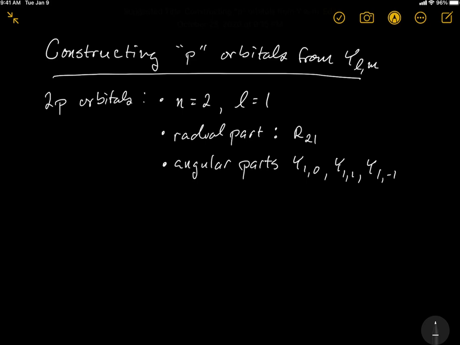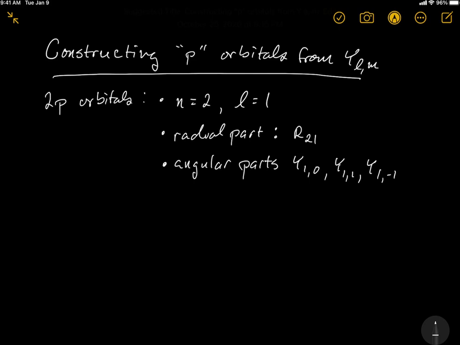So you may recall from prior chemistry courses that the two p orbitals have a principal quantum number of 2 and an orbital quantum number of 1. If you haven't run across that before, or at least haven't seen the L quantum number before, that's fine. So we're introducing it here.